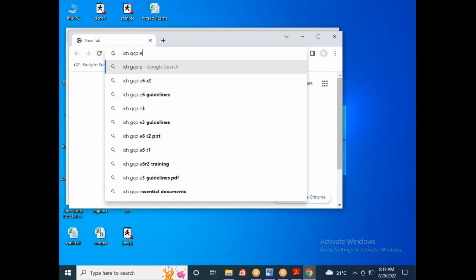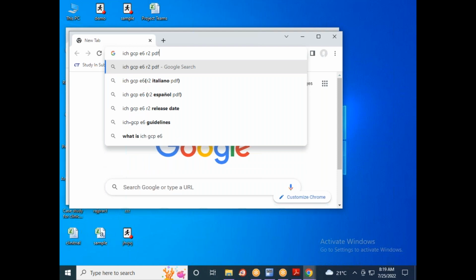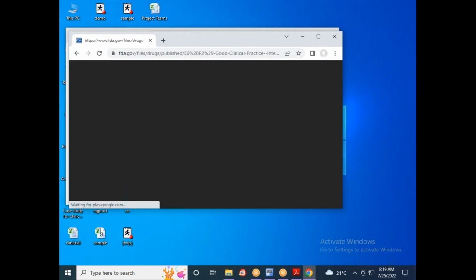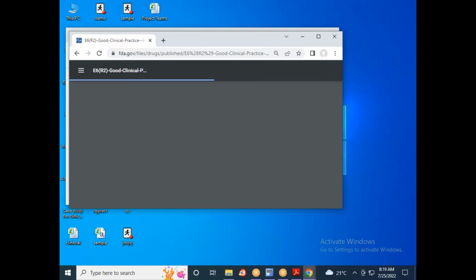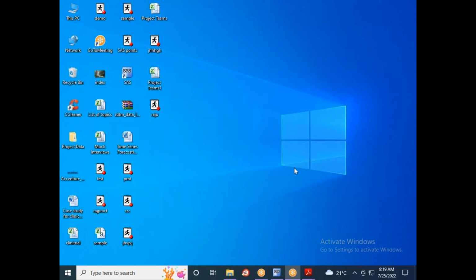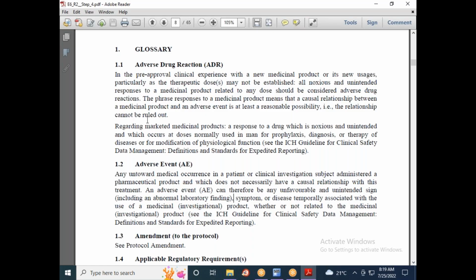ICH GCP E6 R2, where R2 is the revision, PDF. You can download it. Just click download and you'll get it. So you can open it. No need to write running notes for this, no problem.